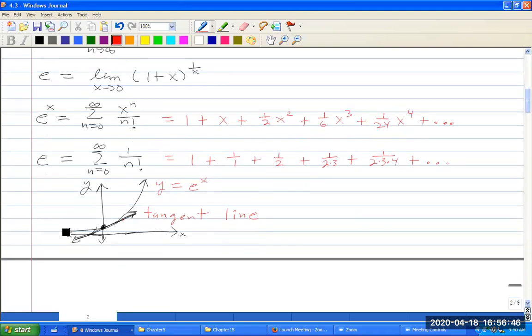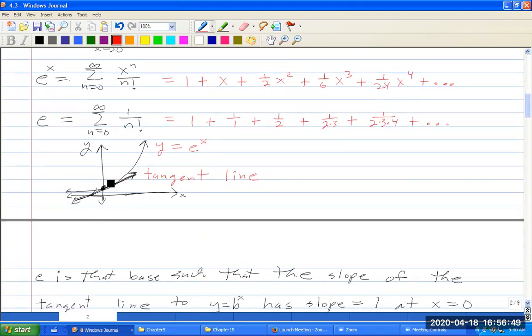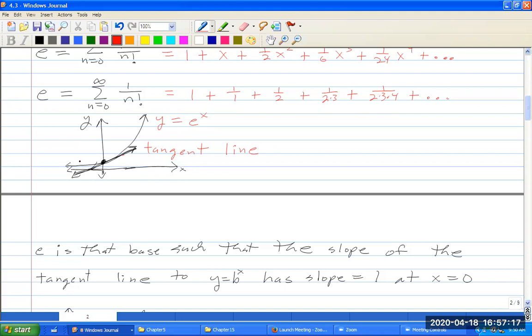Or another way of thinking about it, e is that base of the exponential function such that the slope of the tangent line, which is the line that best approximates the curve at a point, in this case the origin, to the curve y equaling e to the x has slope 1 at 0.